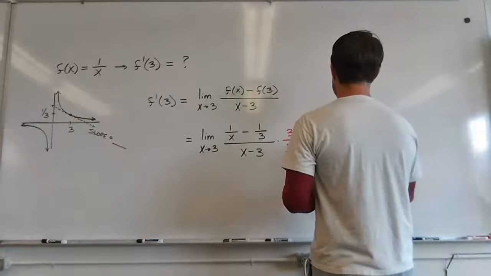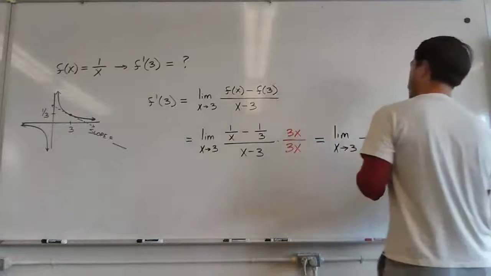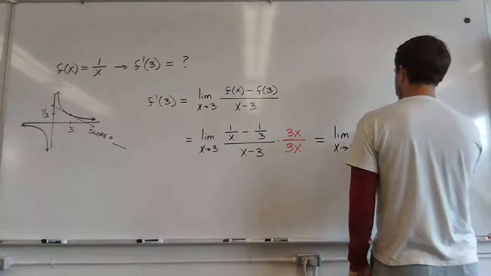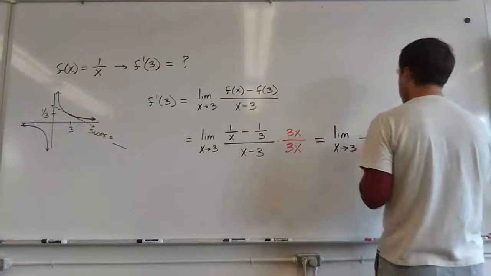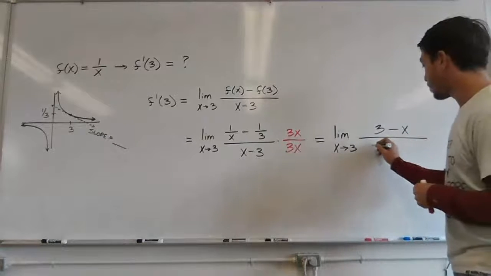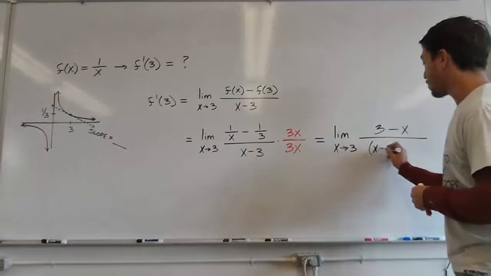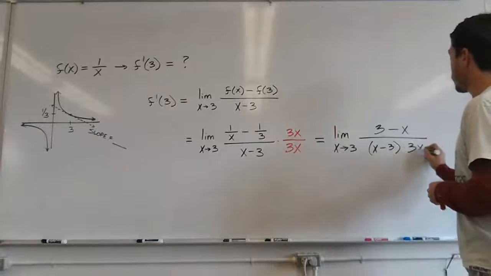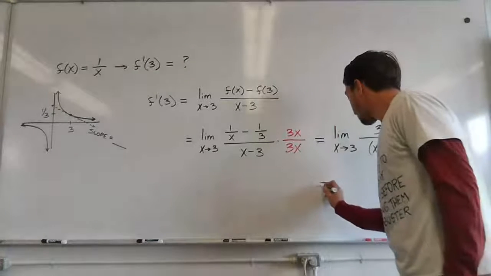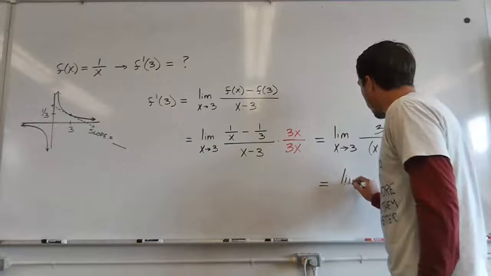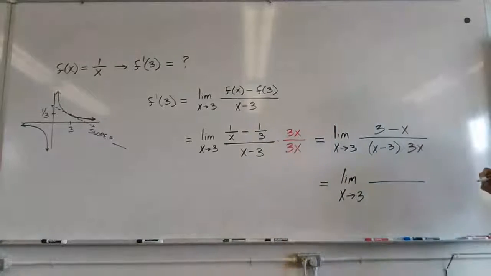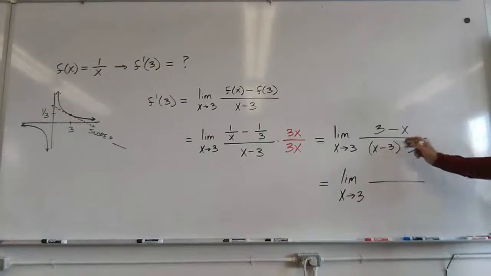So 3x times 1 over x is 3. 3x times 1/3 is x. At the bottom, I'm going to leave this as just x minus 3 times 3x. And there's sort of a cancely-wincely here.